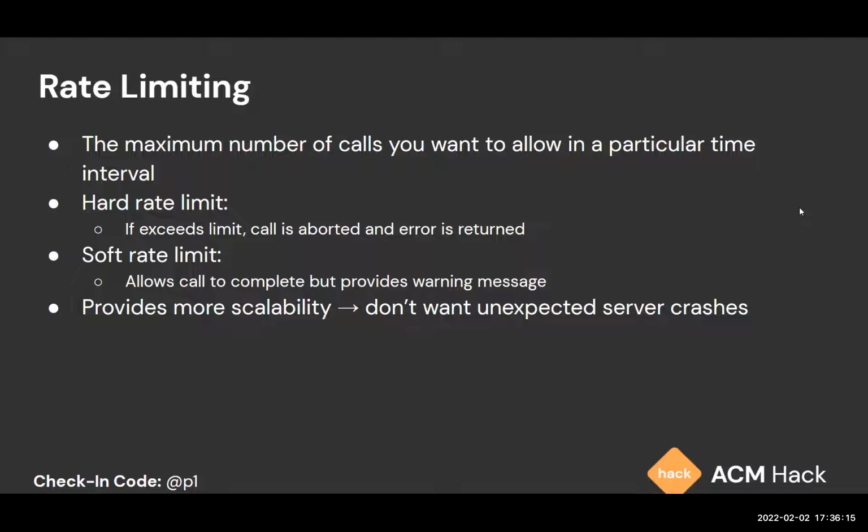There are two types. You have the hard rate limit, which is a hard limit where, if you make the call and it sees that the limit has been exceeded, the call will be aborted and an error is returned. This is in contrast to a soft rate limit, where it still allows the call to complete. It allows the request to be made and the response to be returned, but it provides a warning message. So you can still go over, but you'll have a warning.